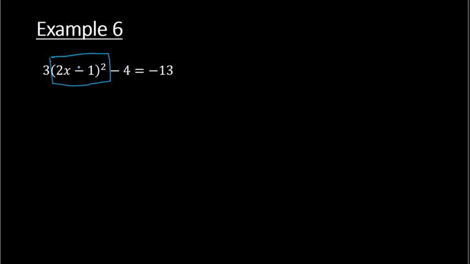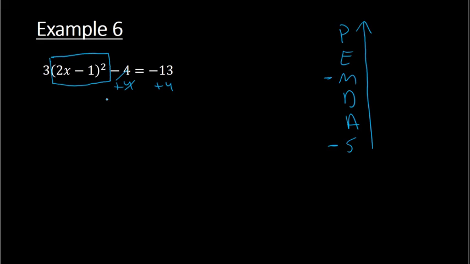So we treat this the same way we would treat solving an equation with just a regular variable. To get this by itself, we work in reverse order of operations. So we see a subtraction of the 4, and we see the multiplication of the 3. So working in reverse, we take care of subtraction first. We do that by adding. So we add 4 to both sides. We now have 3 times 2x minus 1 squared equals, this would be a negative 9.